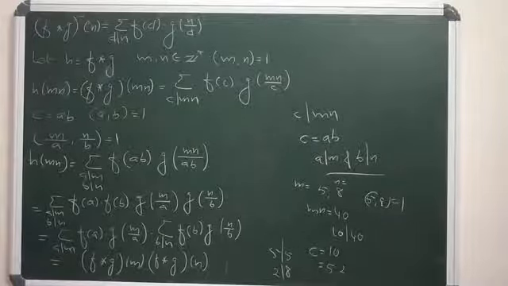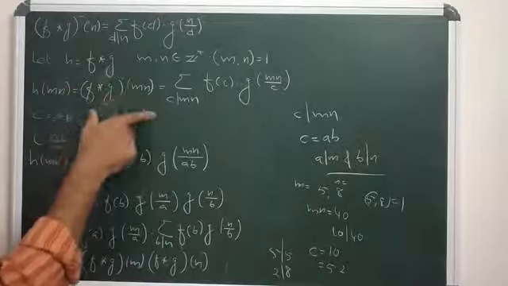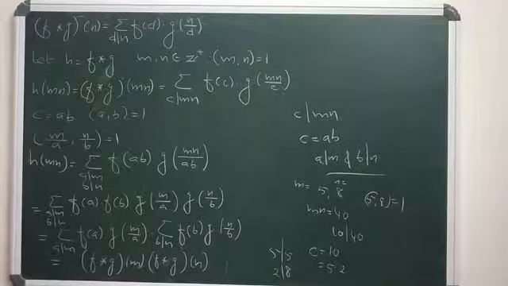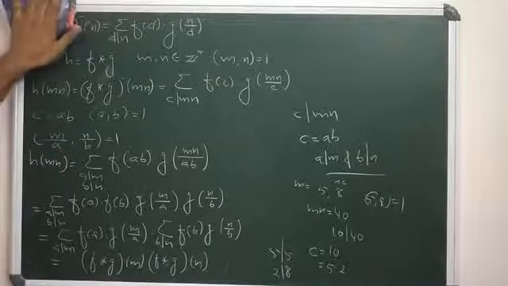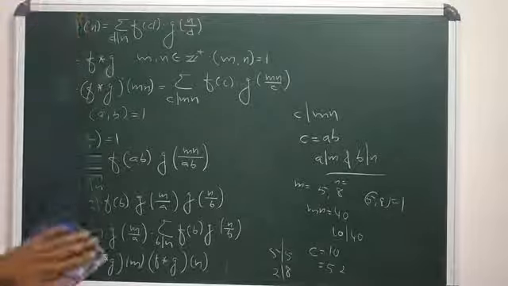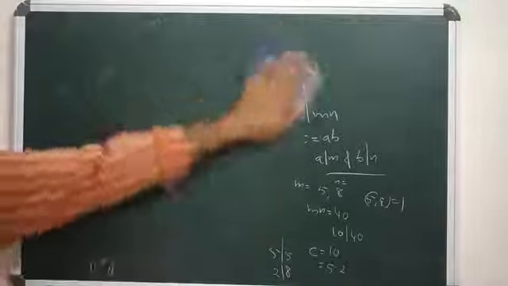What about complete multiplicativity? If f and g are completely multiplicative, f star g need not be completely multiplicative. Why? This proof heavily depends upon the fact that c is expressed as ab with a and b relatively prime. But for complete multiplicativity, this relative primality does not hold. So when f and g are completely multiplicative, their Dirichlet product need not be completely multiplicative.